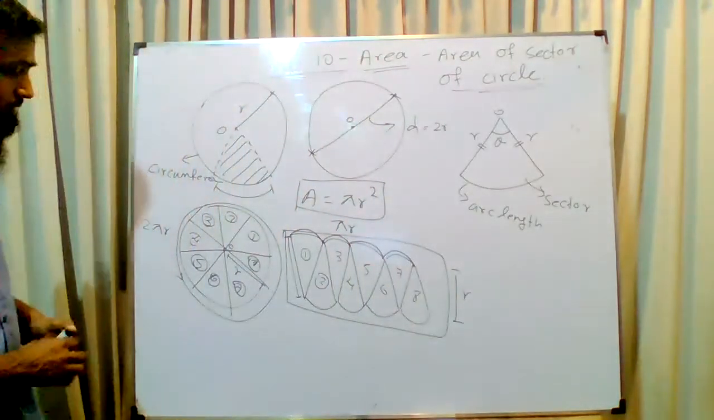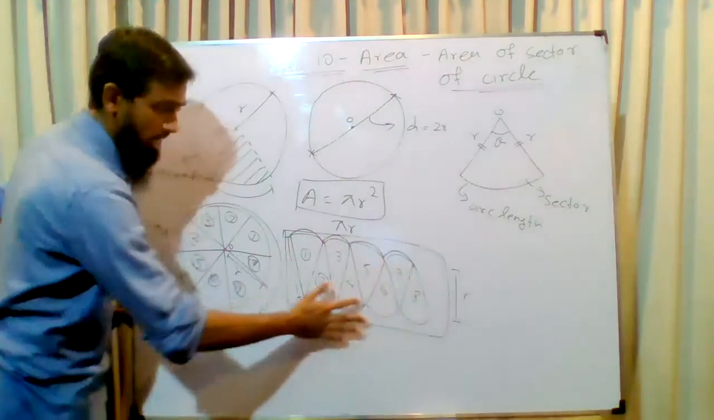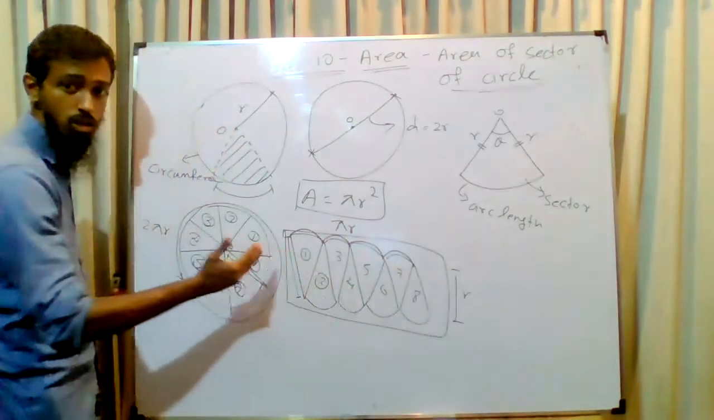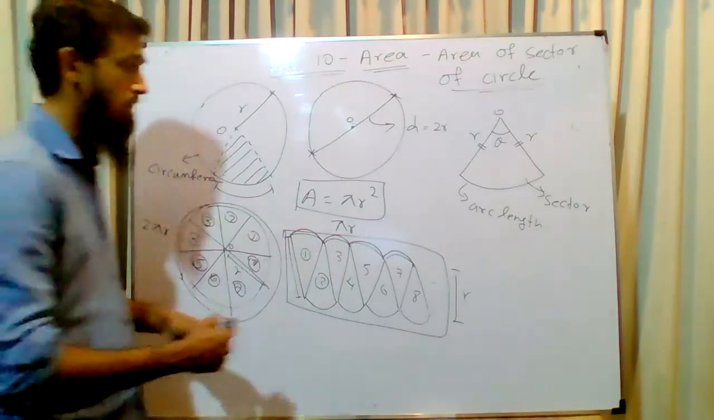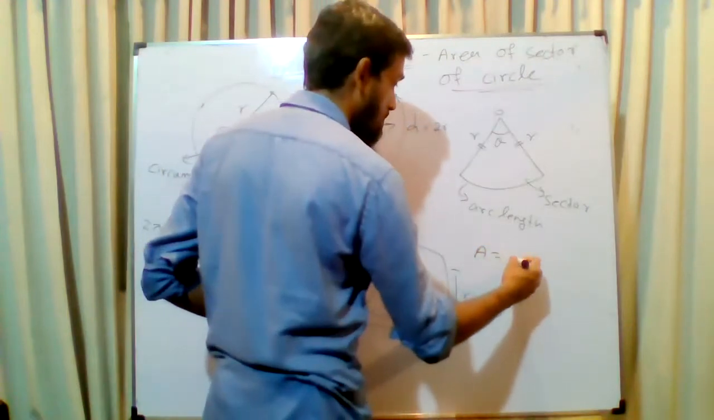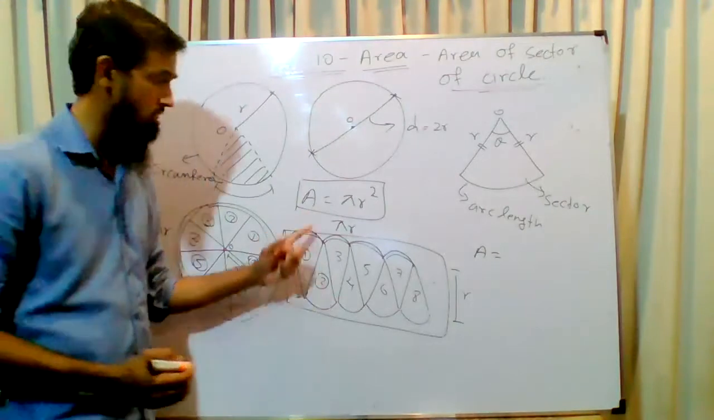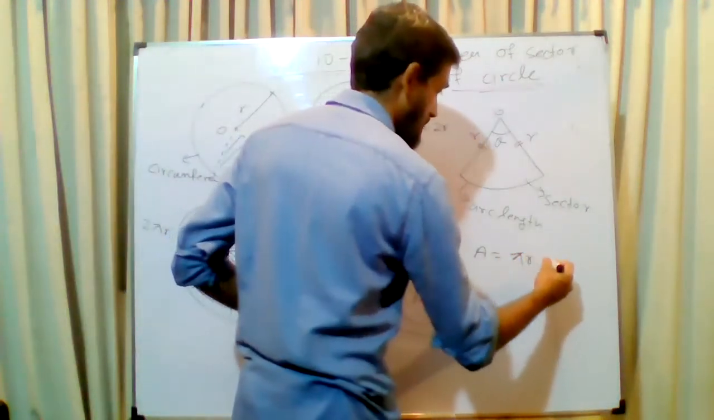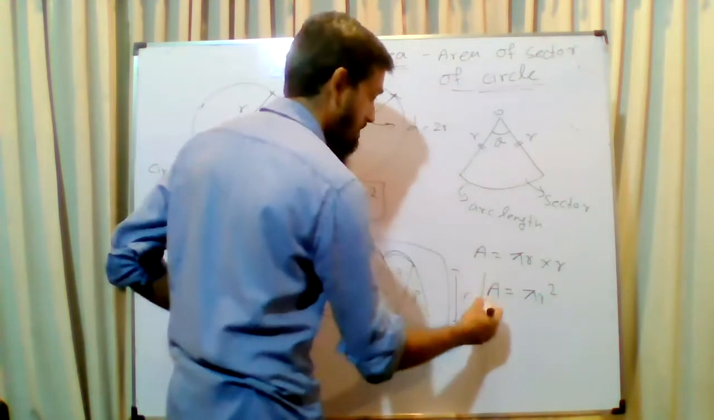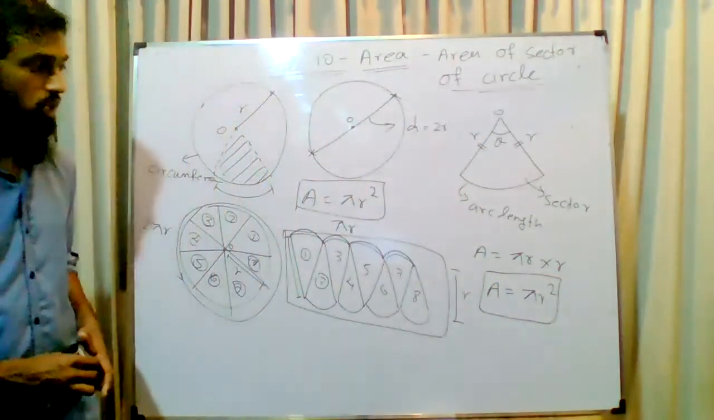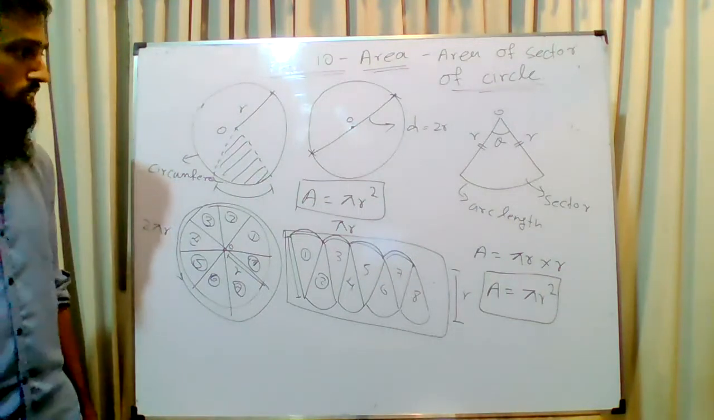Likewise, we convert the circle into a rectangular shape. The area of this rectangle is equal to the area of the circle. That's how we derive this equation. Area of the rectangle is length into breadth. Length is pi r and breadth is r, so finally the area is pi r square. That's how we derive the equation for the area of a circle. These we studied in grade 9.